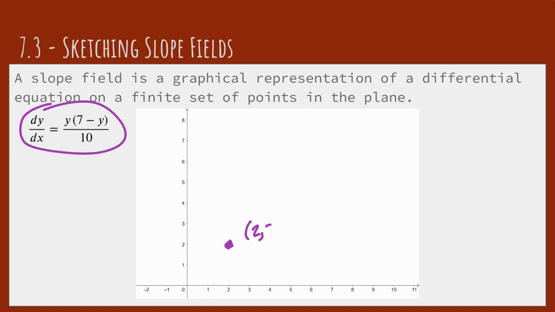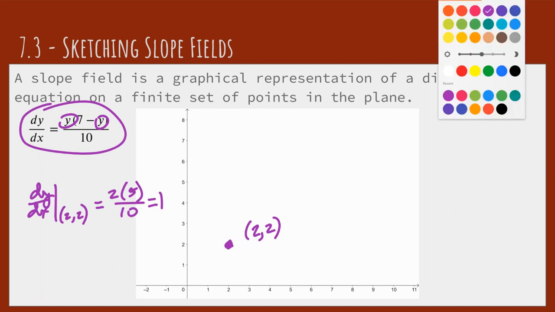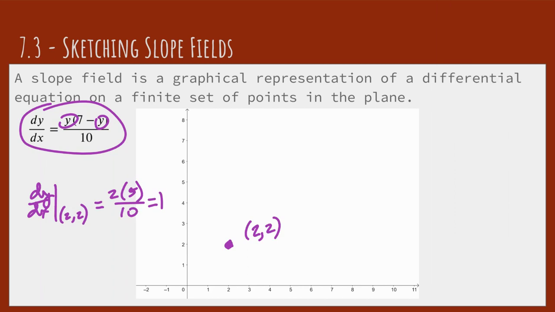So if I take, for this particular example, the point (2, 2) and plug in, really all we need here is the y value, then we would get dy/dx at the point (2, 2) is going to be 2 times (7 minus 2), which is 5, over 10, and that would just give us a slope of 1. So on our slope field, we are going to see a little tick mark, long enough to see but not so long that it extends too far beyond the point, with a slope of 1. And we're going to do that not just at one point, but at lots of different points.